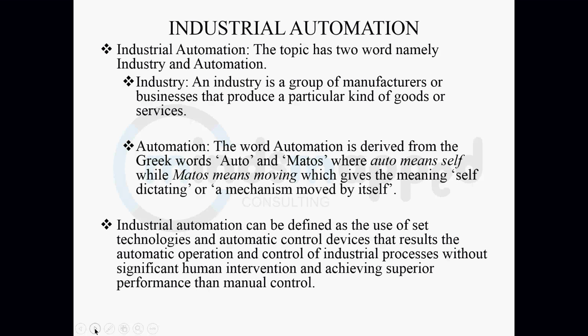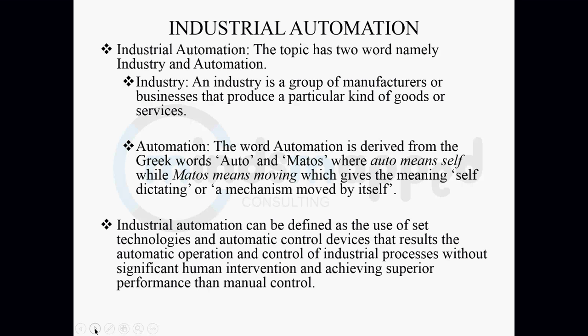Right, so industrial automation. This word is made up of two words, right? Industry and automation. Now industry is a group of manufacturers. Any group of manufacturing producing the same type of product, you can align them as that industry, like automobile industry, right? Oil and gas industry, fertilizers and chemical industry, right? Power industry, energy sector. So an industry is a group of manufacturers or businesses that produce a particular kind of good or service, right?